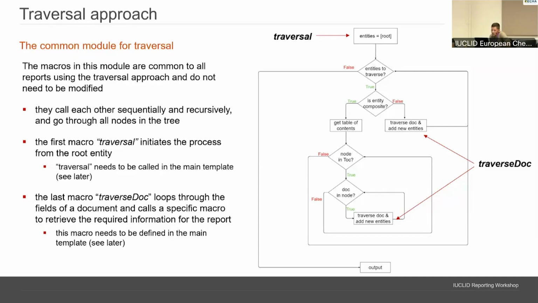However, if the entity is composite, as I mentioned at the very beginning, then we need first to extract the table of contents, go through every node, go through every document. And for every document, we call the other macro, traverse doc. So again, we traverse the document and add the entities to the main list. Then in the next iteration, the code will check if there's something in our new list of entities, because we found during our traversal some new entities that we need to consider. If there are more entities, the process repeats. If not, it ends and we get our output reports.